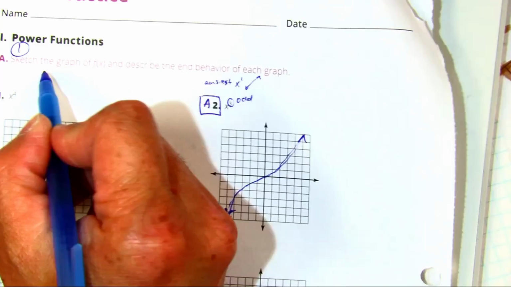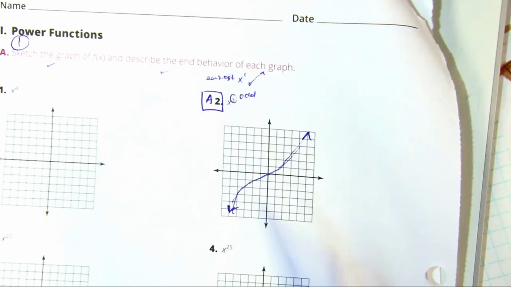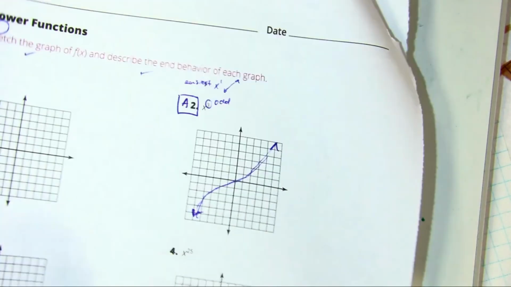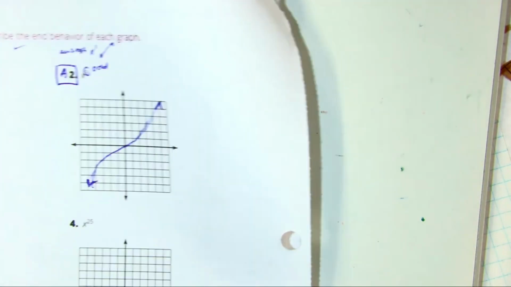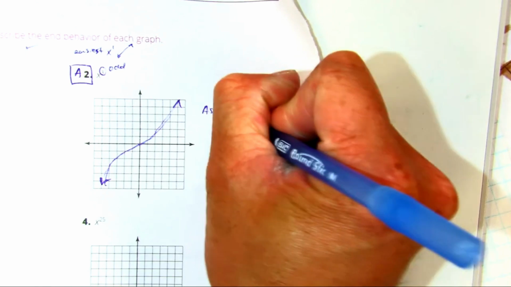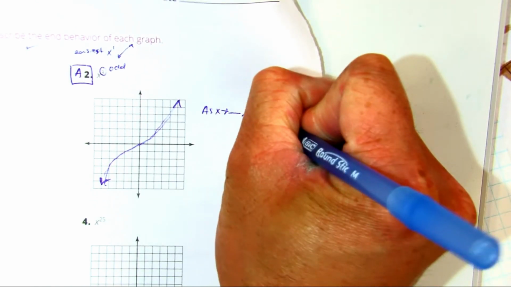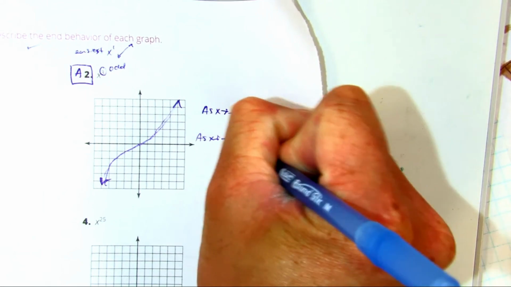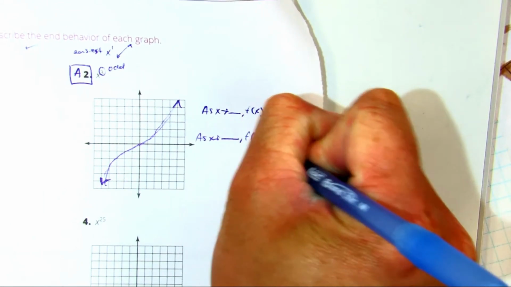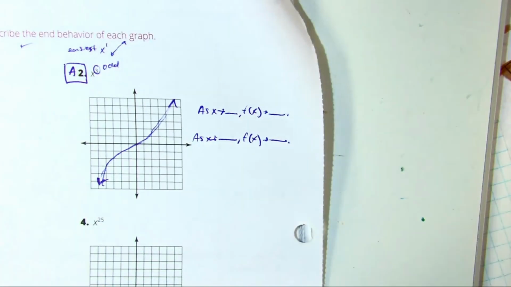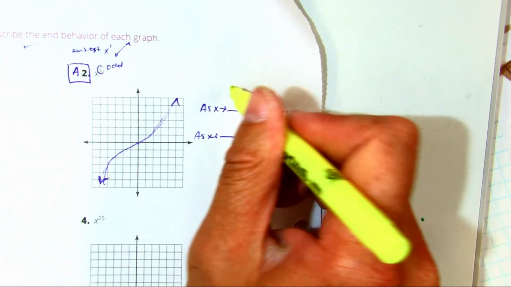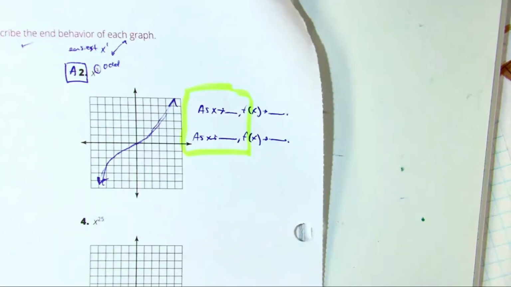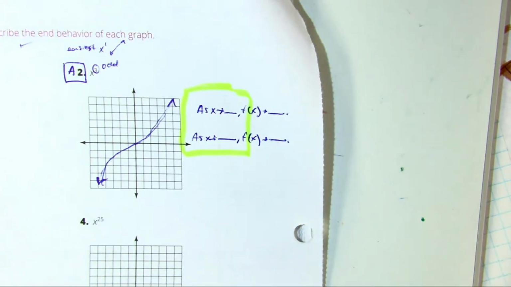So that was called sketch the graph. Now let's describe the end behavior. Then you just fill out the sentence frame. Remember the yellow box? It's always the same. One has to be positive and one has to be negative.